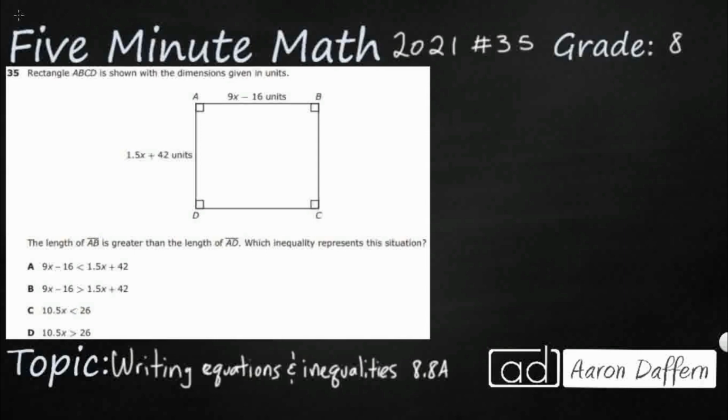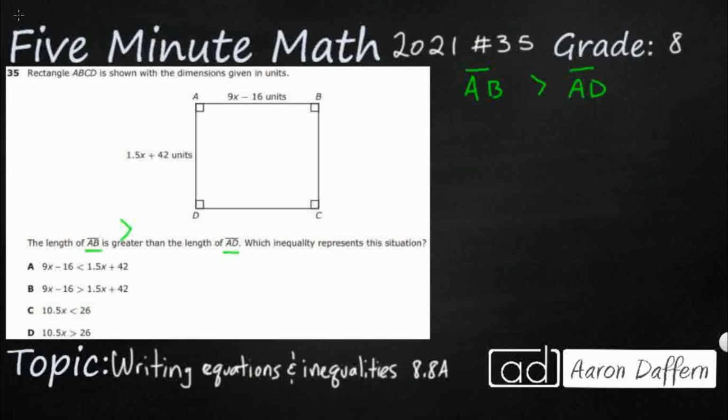So we've got a rectangle ABCD, and we've got side lengths given to us as expressions here. We know that side length AB is greater than side length AD. We need to find an inequality that represents that. Okay, so let's do a little bit of substitution here. So AB is greater than AD.